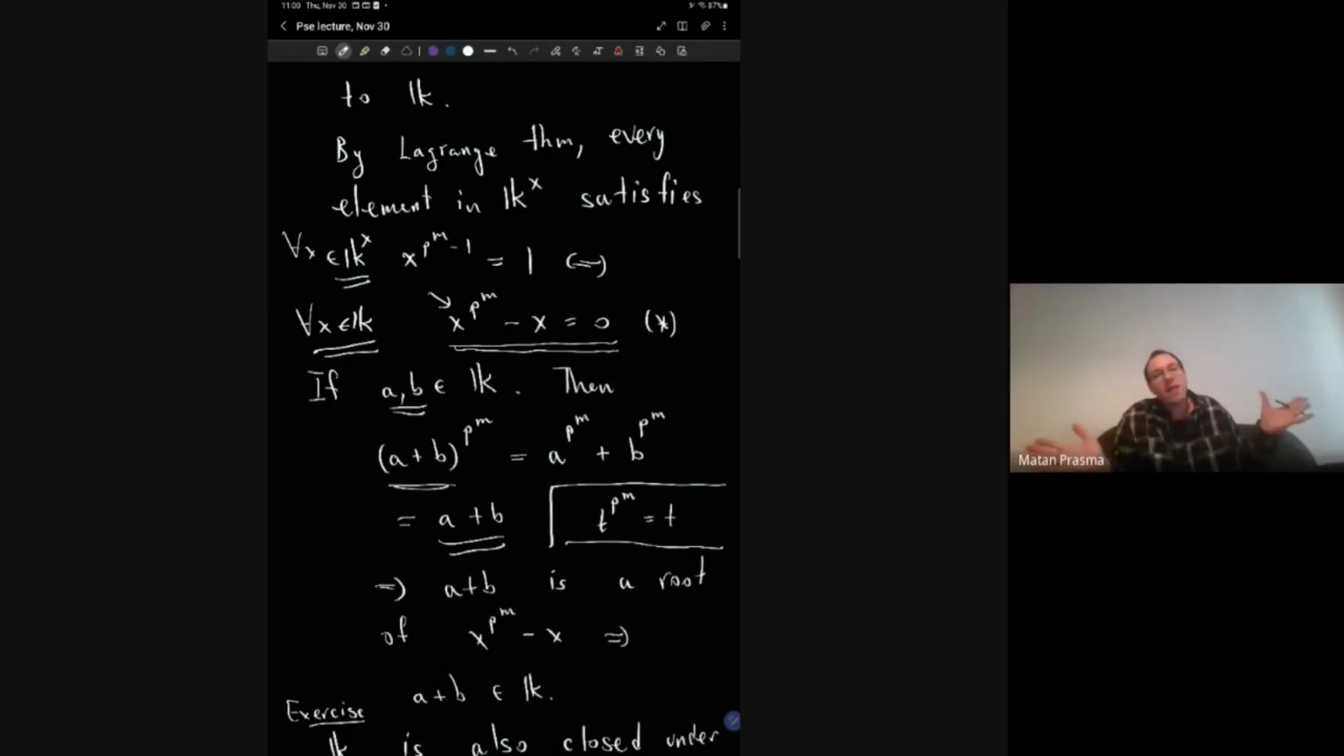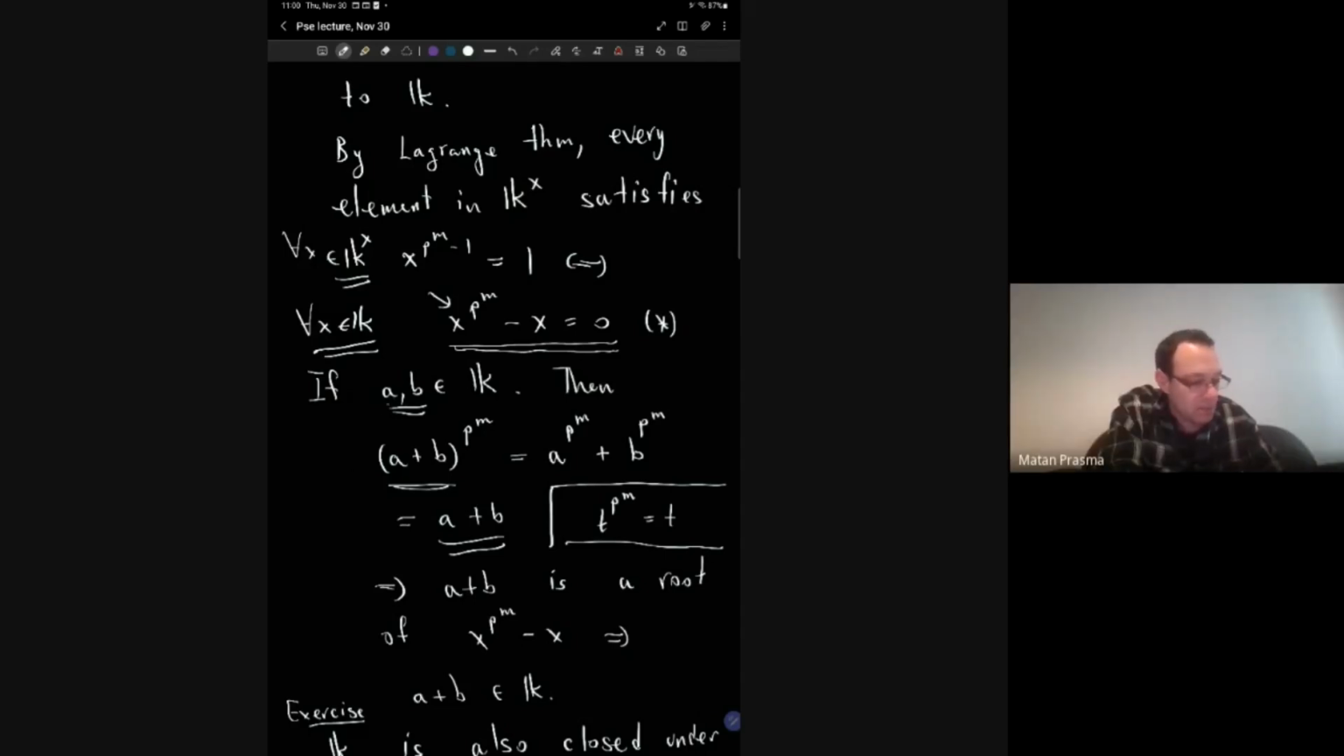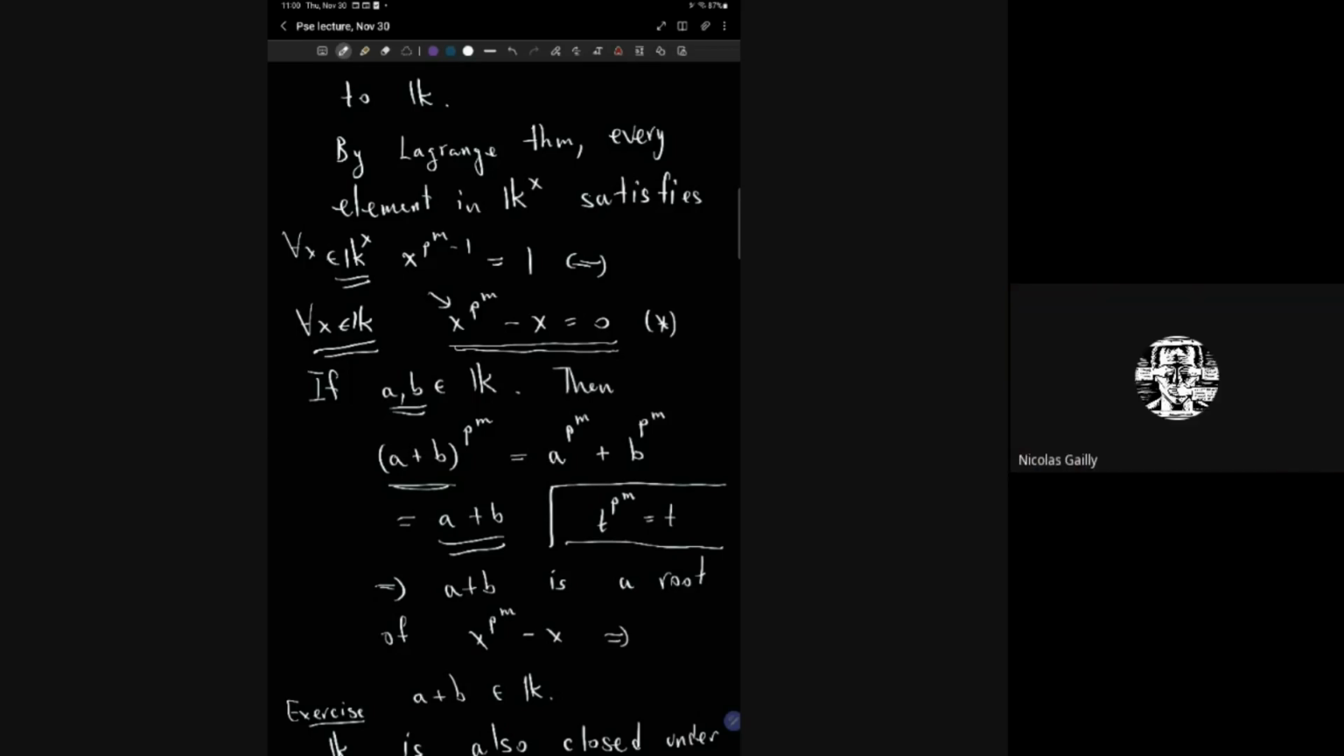Yes. So all the elements in K are roots of the polynomial x^(p^m) minus x. But this polynomial can have at most p^m roots. So the roots of this polynomial are in one-to-one correspondence with the elements in K. Makes sense now. And now I take a pair of elements a and b in K, and I add them together. I find that a+b is again a root. It means that a+b is in K. Perfect. Thank you.